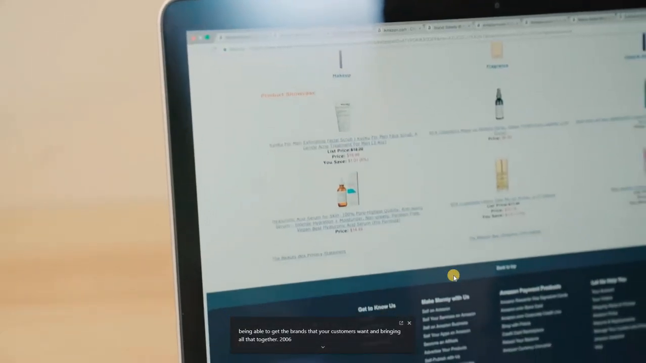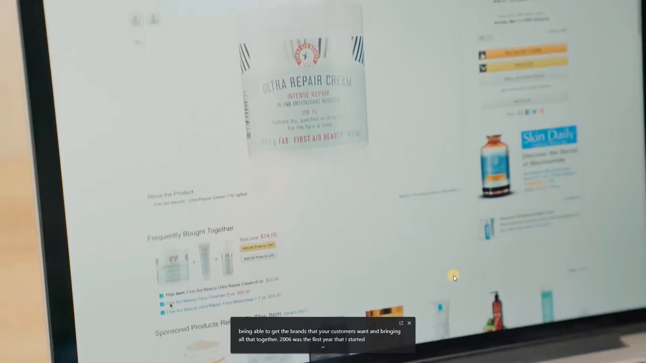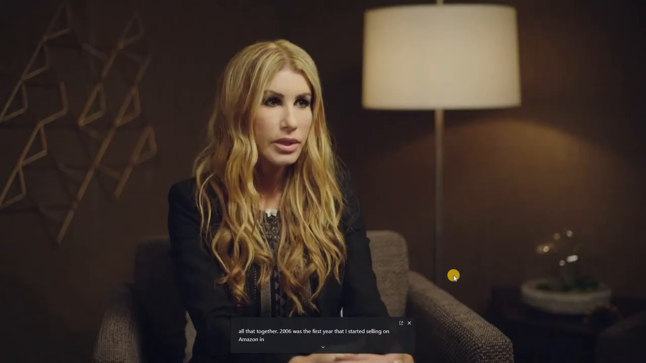2006 was the first year that I started selling on Amazon. In the past 3 years, we've grown double the sales every year. We've been able to offer jobs to people. We've done a lot for the community. It's a big success.